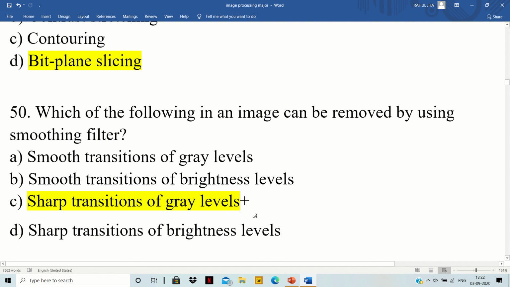So what are we removing using a smoothing filter? We are removing sharp transitions of gray levels.